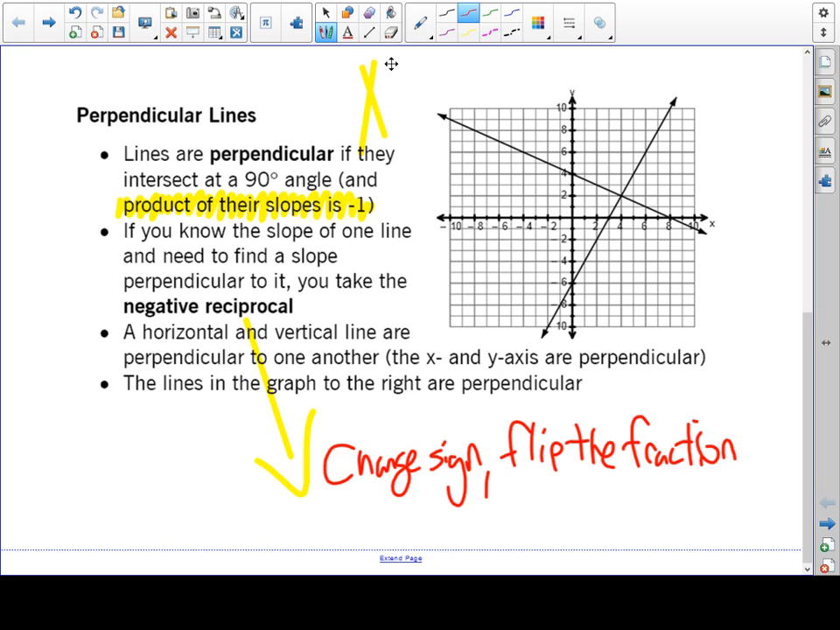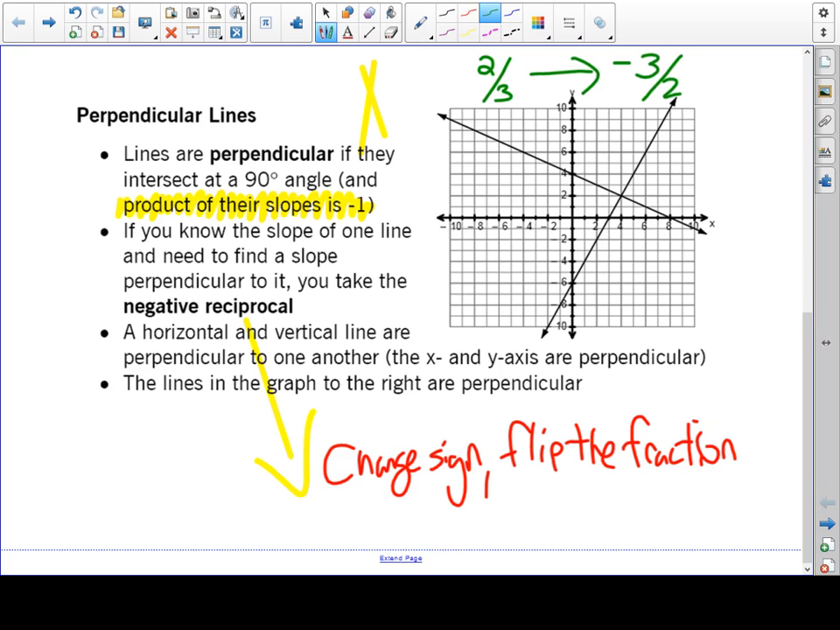So if the slope of one line was, say, 2/3, and we wanted to find the slope of a line that's perpendicular to it, we would change the sign to negative, and we'd flip the fraction upside down. Now it'd be -3/2. So those two lines are perpendicular, always, okay? So you change the sign and flip the fraction, and that'll give you a pair of slopes that are perpendicular, okay?